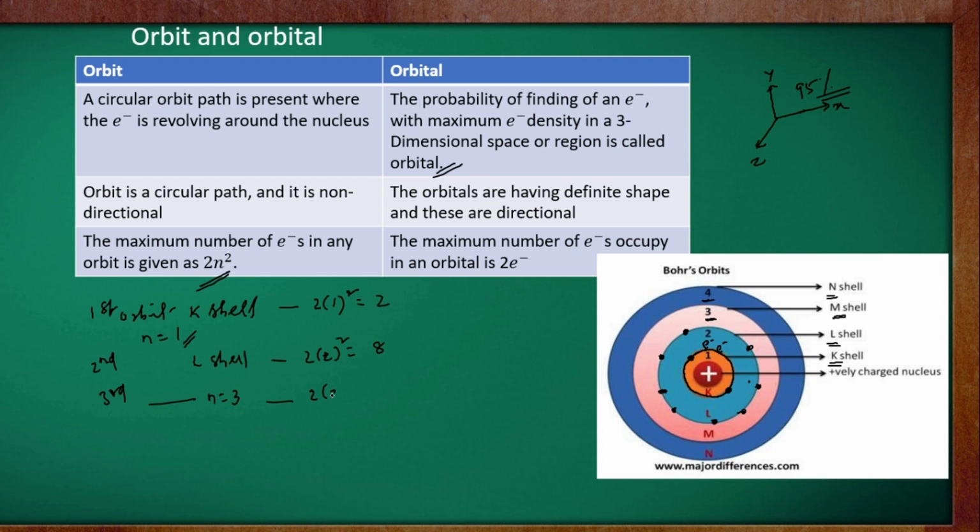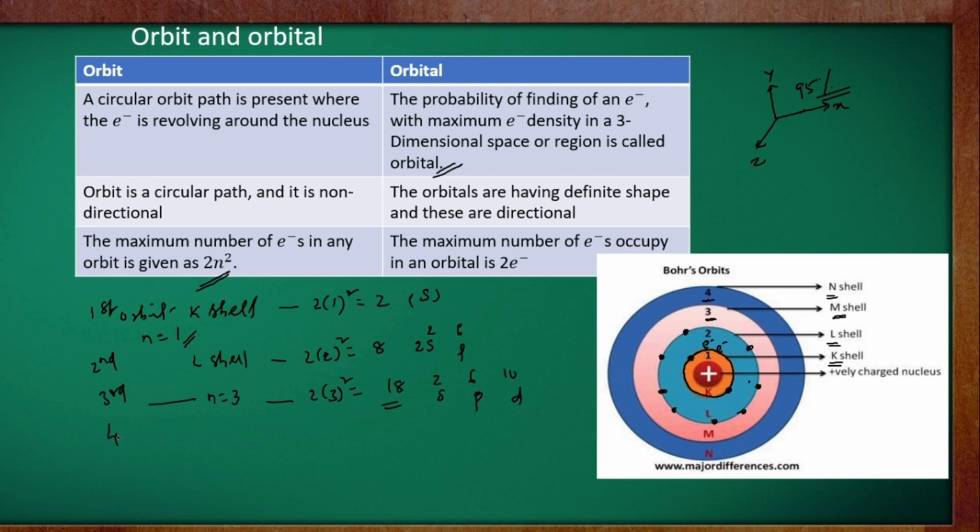So therefore 2 into 3 square, that is equal to 18. Here you can see, students, in the first orbit only s electrons are revolving around the nucleus, and in the second orbit the 2s electrons and 6p electrons are revolving. For the third orbit, students, the 2s electrons, 6p electrons and 10d electrons are revolving in this third orbit.